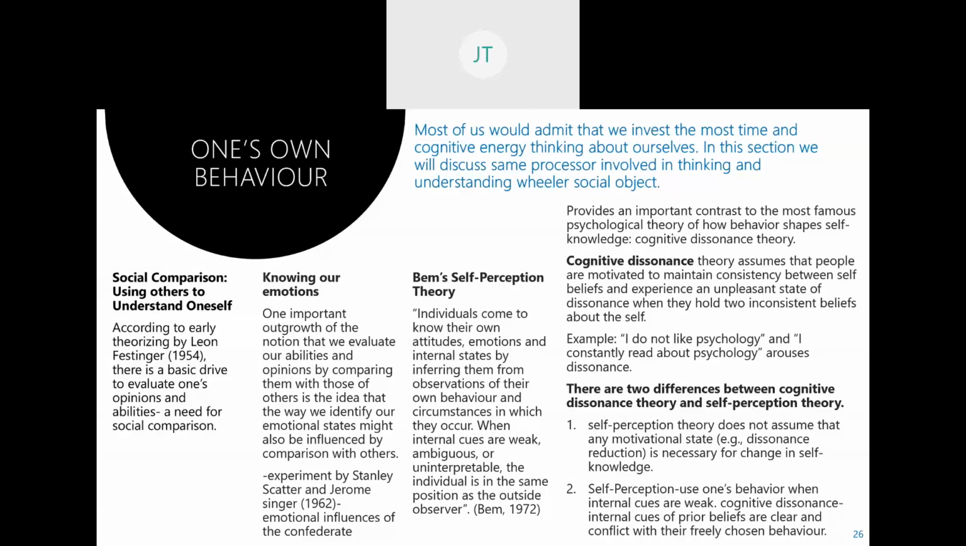So the difference between cognitive dissonance and self-perception theory is the following. Cognitive dissonance: there has to be a dissonance, an internal conflict, which is the motivation for me to settle and find out my own self. Self-perception says no, I should know my emotion, and when my emotion is weak, I just observe my behavior to conclude, right?